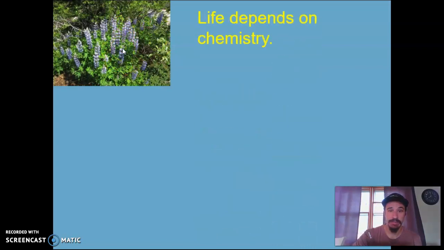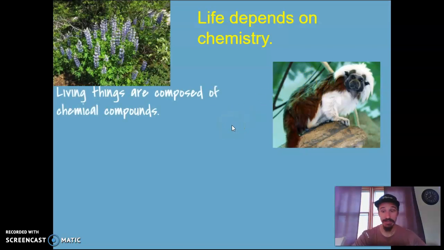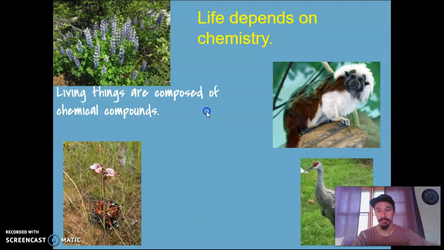From these lavender plants, life depends on chemistry. To this strange looking marsupial, life depends on chemistry. Living things, like you and I, are dependent on and composed of chemical compounds. All those atoms and elements you saw on the periodic table come together to make bigger things like you and I, and cells, which we are made of. All of these things are made of chemicals, atoms, and ultimately cells.